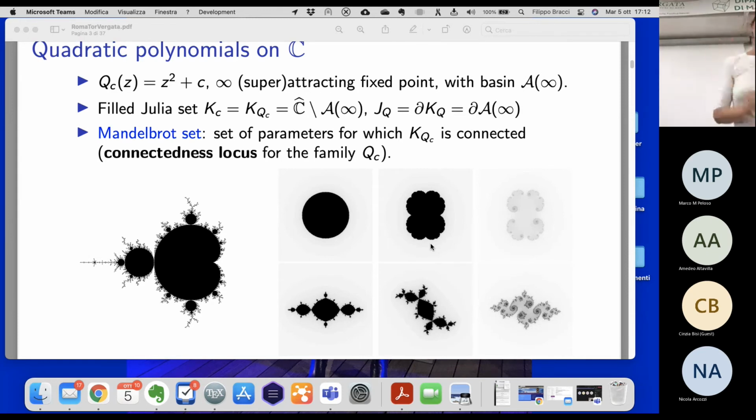In the picture, I draw the Julia set for some elements of the quadratic family. Here you can see c equals 0, here c equals 1/4. If I move the cursor, do you see? Yes. Okay, here is c equals 1/4 plus epsilon. This is c equals -1. This is -1 plus epsilon. The first thing you see is that some filled Julia sets are connected and some are not. The connectedness locus is the set of parameters c such that the filled Julia set is connected, which is called the Mandelbrot set, which is this set.